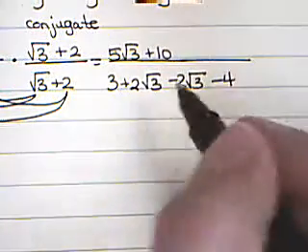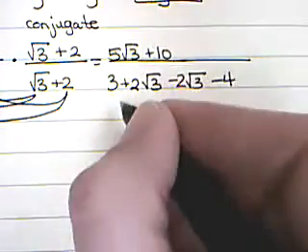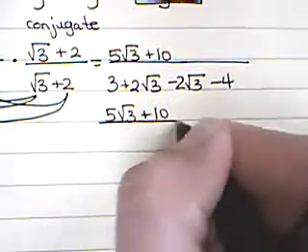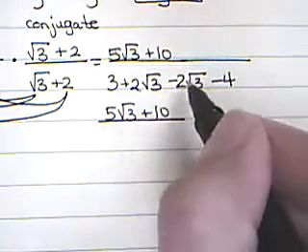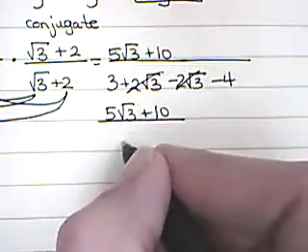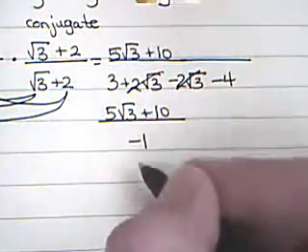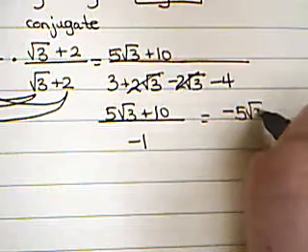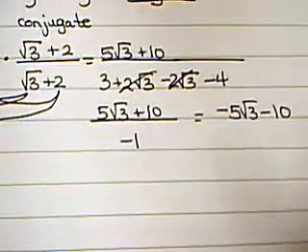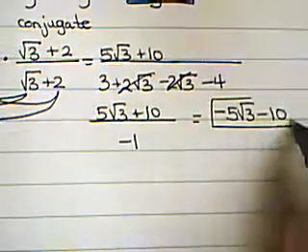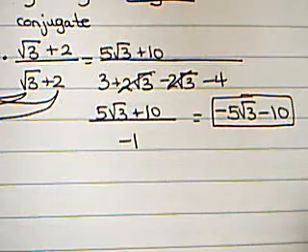Now, when we simplify this, there's nothing I can do with the numerator, so I'm still left with 5 square roots of 3 plus 10. In the denominator, 2 square roots of 3 minus 2 square roots of 3, that cancels, so I'm left with 3 minus 4, which is negative 1. Well, I can actually divide that negative 1 out, and that would give me negative 5 square roots of 3 minus 10. I have to divide both of those out, not just the first terms, but the second term as well. And that would be my final answer.